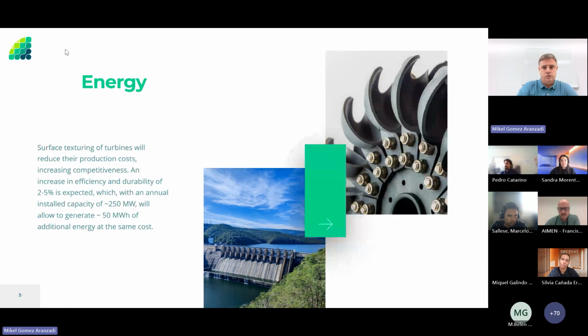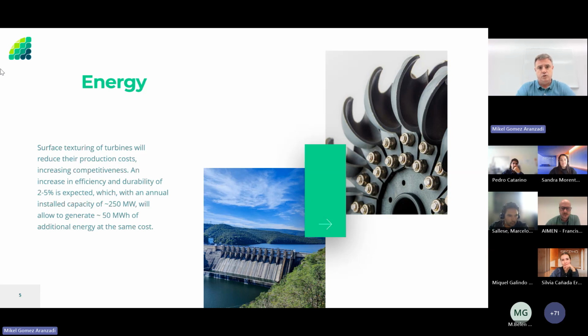So in what sectors have we focused? Mainly in two. The first one is the hydro turbines, because according to previous results with riblets, we expect an increase in efficiency between 2 and 5%. This means that having an installed capability of 200 megawatts, in this case of Global Hydro, we could generate 50 megawatts hour at no additional cost.